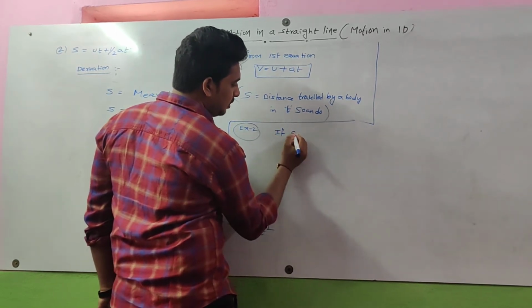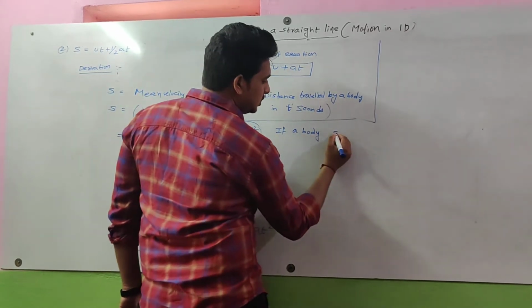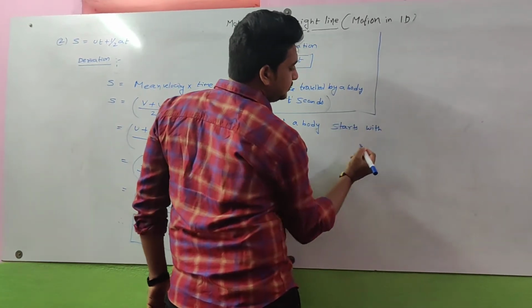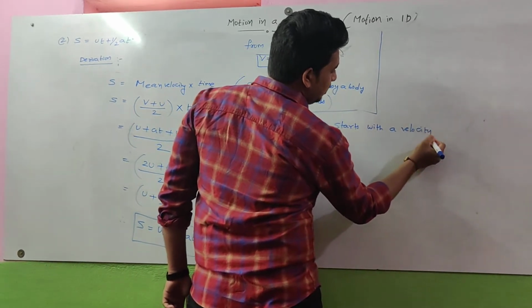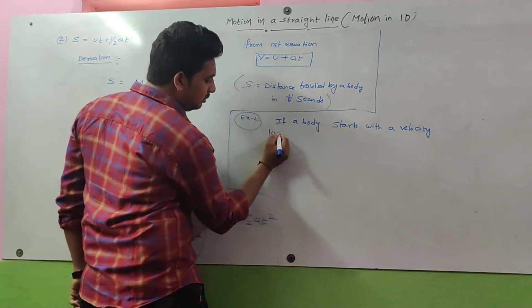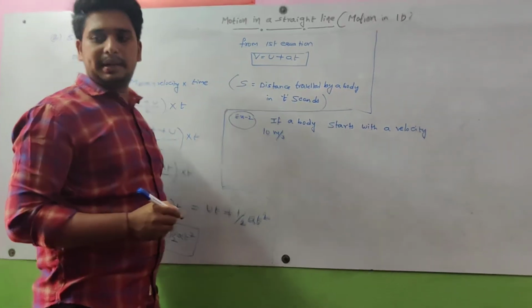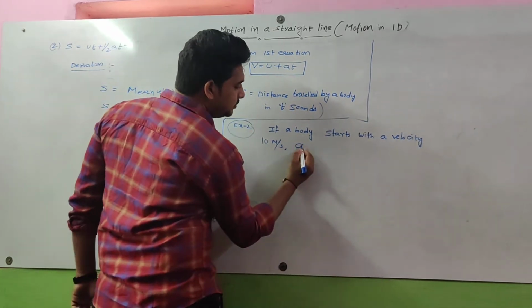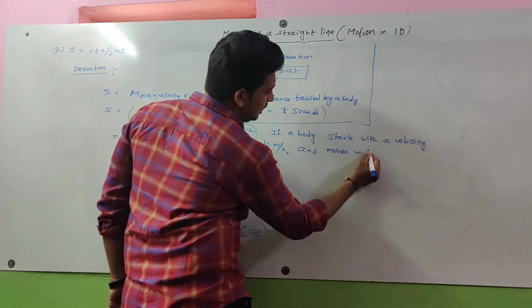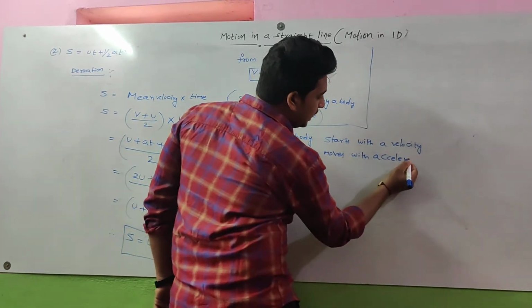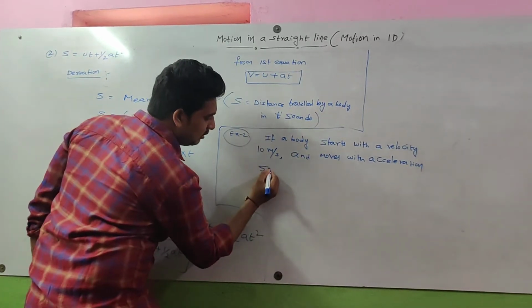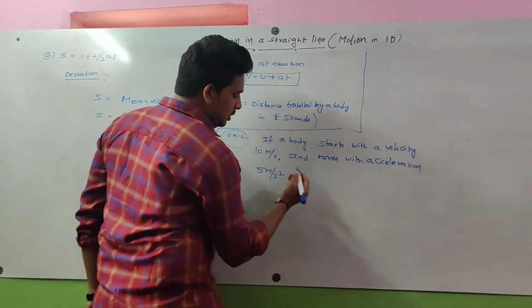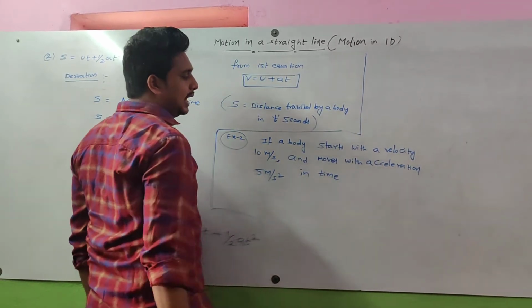If a body starts with a velocity of 10 meter per second and moves with acceleration 5 meter per second square, in time 5 seconds.